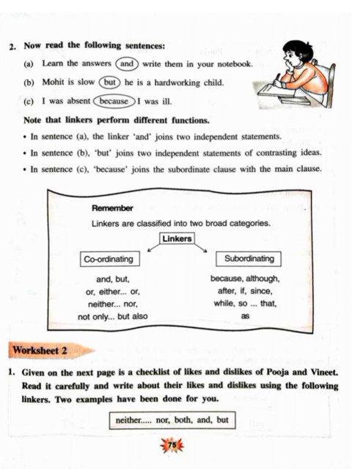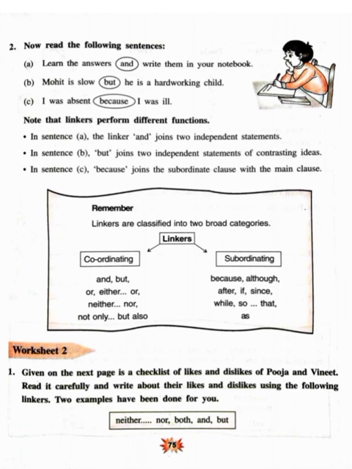So in the first sentence, the linker and is joining two independent statements. That means if you want to join two independent statements together, then you will use and. Next, in the second sentence, but joins two independent statements of contrasting ideas. Whenever there is a contrast in the ideas in two statements, then we use but. For example, I like ice cream, but my brother likes cake.